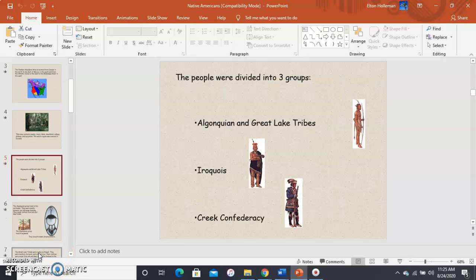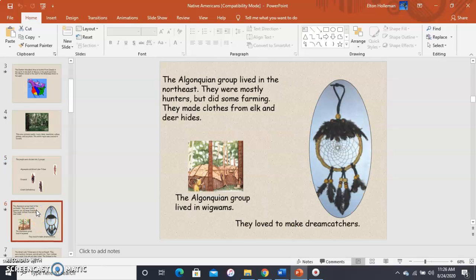And people were divided into three groups: the Algonquins, tribes located near the Great Lakes, the Iroquois, and the Creek Confederacy. So the Algonquin group lived in the northeast. They were mostly hunters, but did some farming. They made clothes from elk and deer hide. The Algonquin groups lived in what was called wigwams, and they loved to make dream catchers.